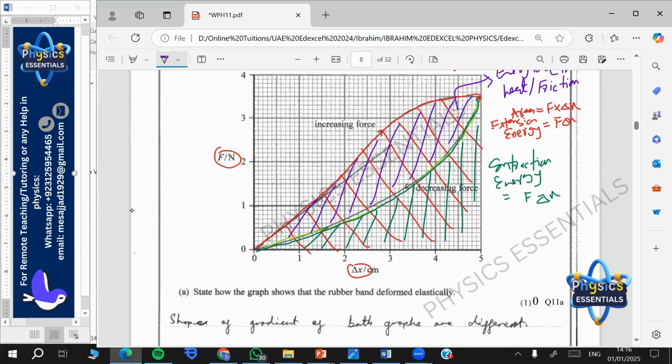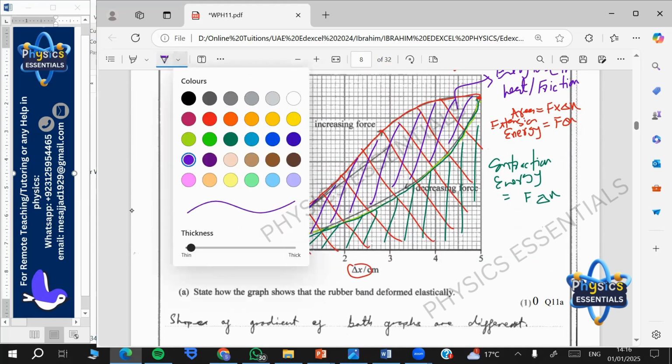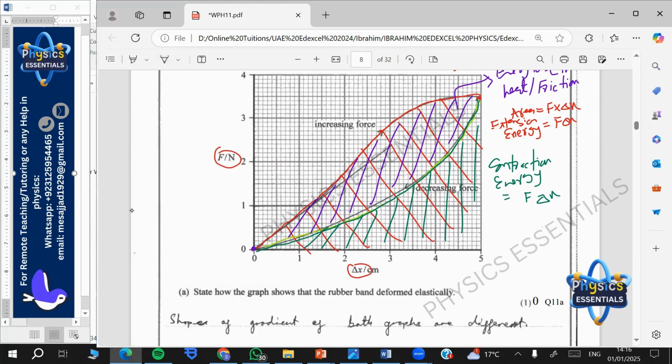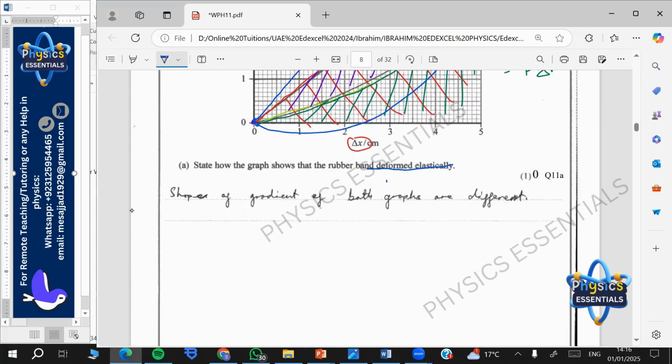Do you see that the body started from zero? The body started from zero and came back to zero again. You see, it started from zero and is coming back to zero again. It shows that the body is restored to its original position. Therefore, it shows that it was deformed elastically. So you will write the answer to this question. It was not correct. This is correct.